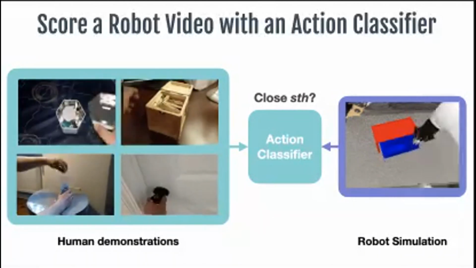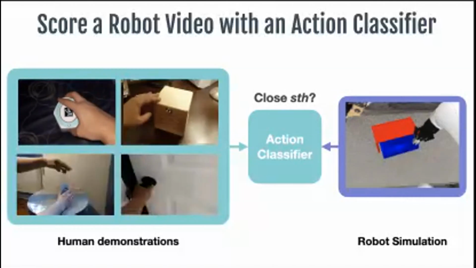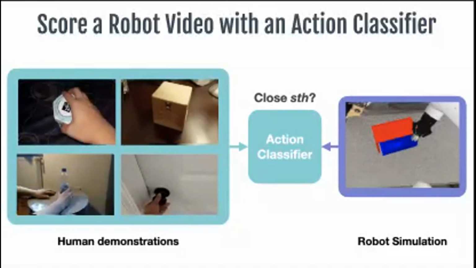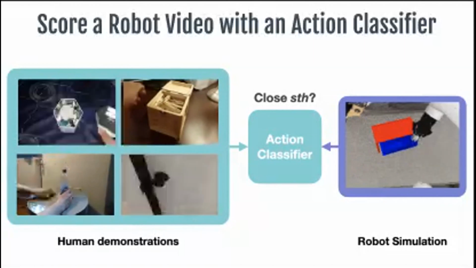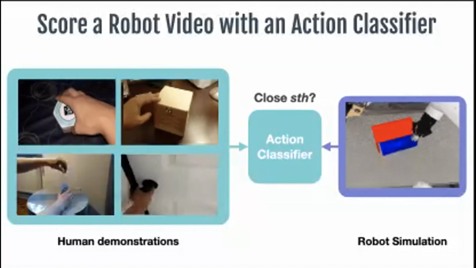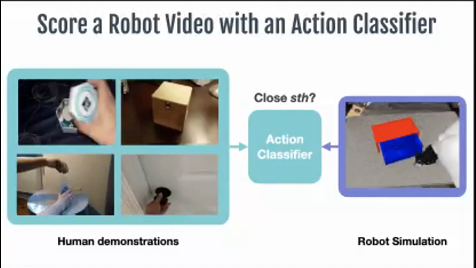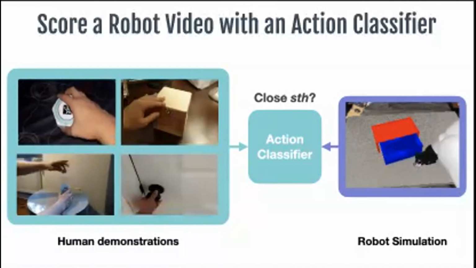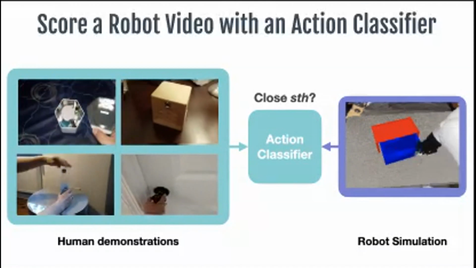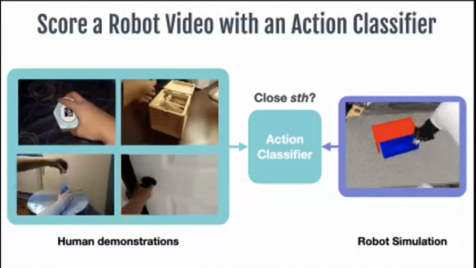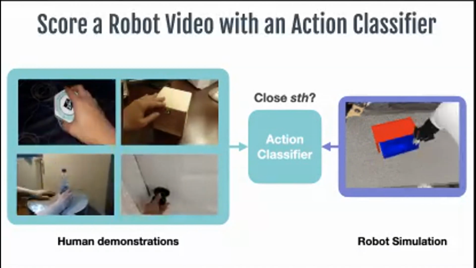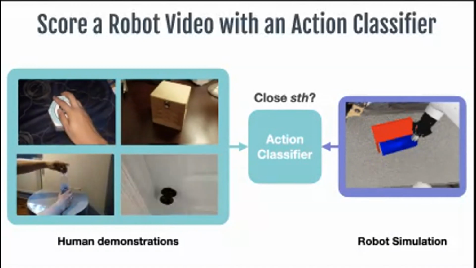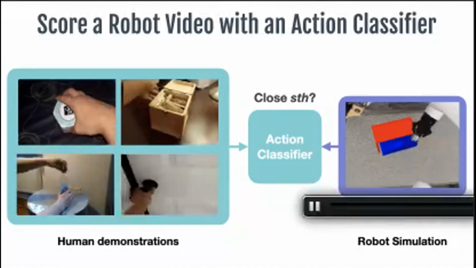So why do we think that works? This action classifier really takes the entire video into account, and it has to really generalize over all these different appearances. And our hypothesis is that this action classifier has to capture motion instead of appearance. And this motion for close something might be very similar in this robot simulator, although the appearance is very different.